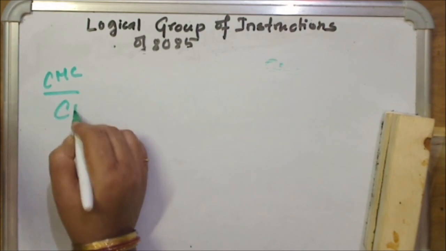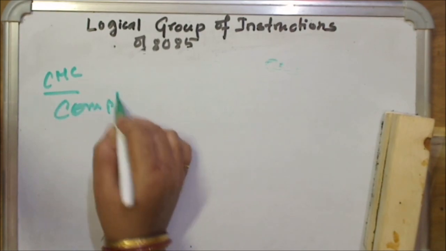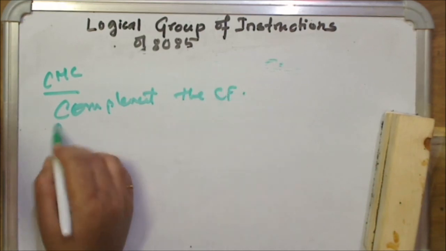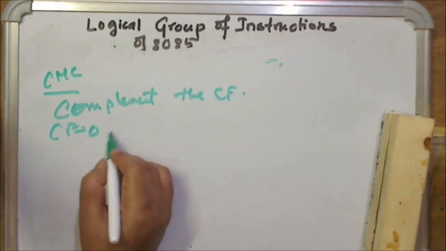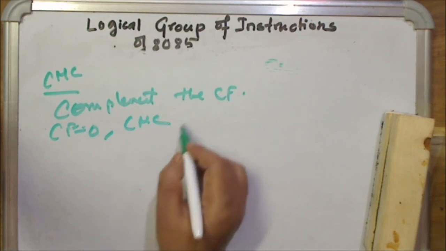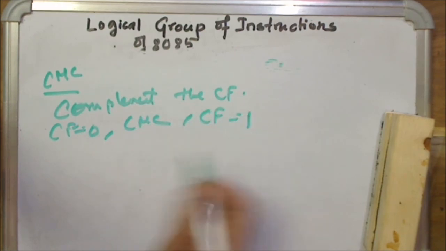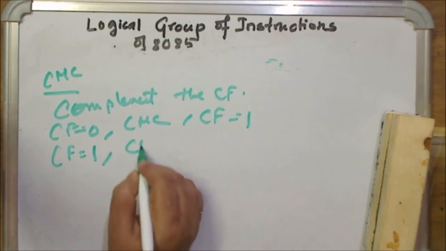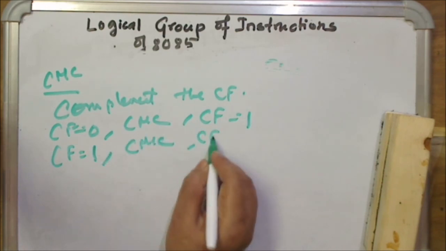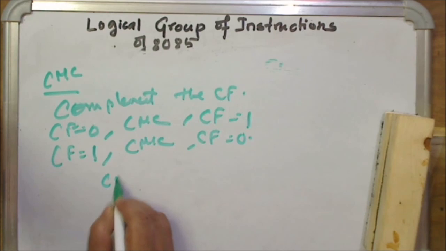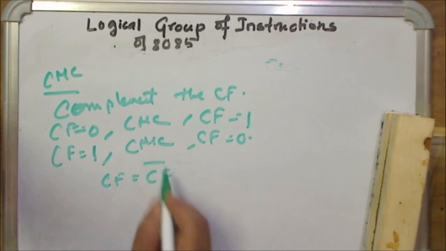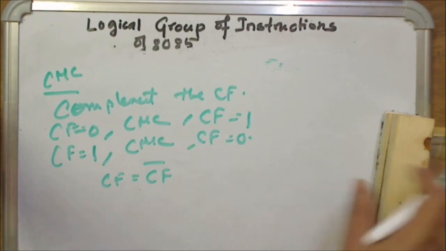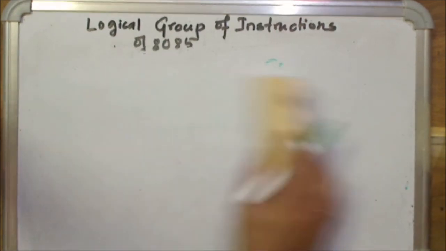Then we have another instruction, CMC. CMC means complement the carry flag. That is, if carry flag is 0 and you use CMC, then the carry flag will be 1. If carry flag is 1 and you use CMC, then carry flag will be 0. That is, carry flag equals carry flag bar. Understood?